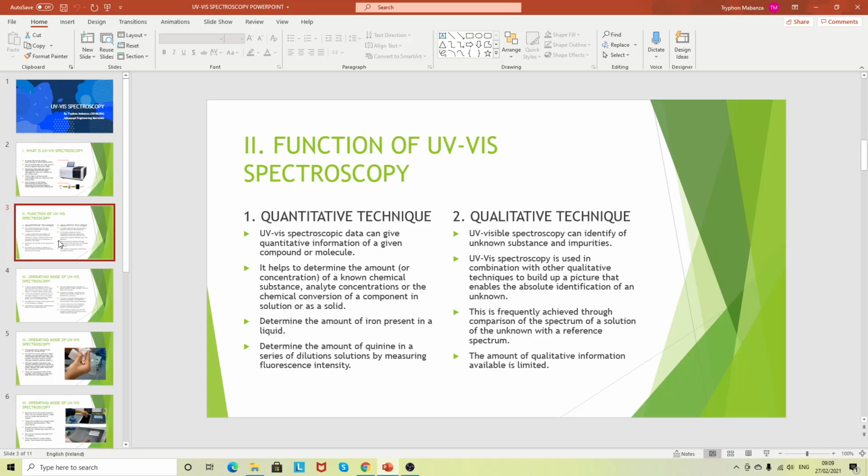About the qualitative technique or qualitative function, UV visible spectroscopy can identify unknown substances and impurities. UV-VIS spectroscopy is used in combination with other qualitative techniques to build up a picture that enables the absolute identification of an unknown. This is frequently achieved through comparison of the spectrum of a solution of the unknown with a reference spectrum. The amount of qualitative information available is limited. It means that UV-VIS spectroscopy provides more of the quantitative technique, but the qualitative technique is very limited.